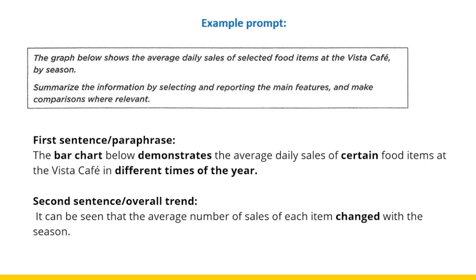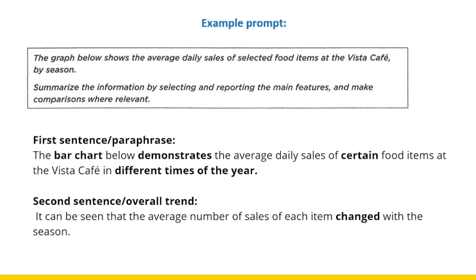So as you see, first sentence, it's my paraphrase. So what I did was just changing a couple of words. So for example, instead of saying the graph below, I said the bar chart below. Instead of saying shows, I wrote down demonstrates the average daily sales of, instead of selected food items, I said certain food items at the Vista Cafe in different times of the year. So that was instead of by season. So as you see, I kept the same idea, but I just changed a couple of words.